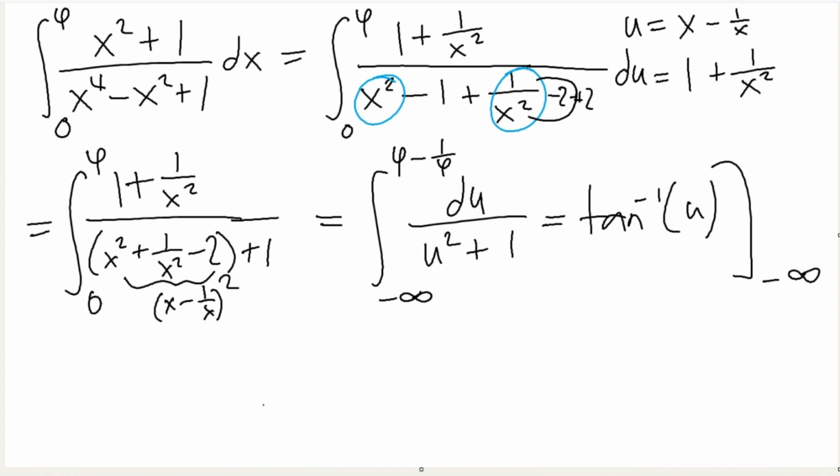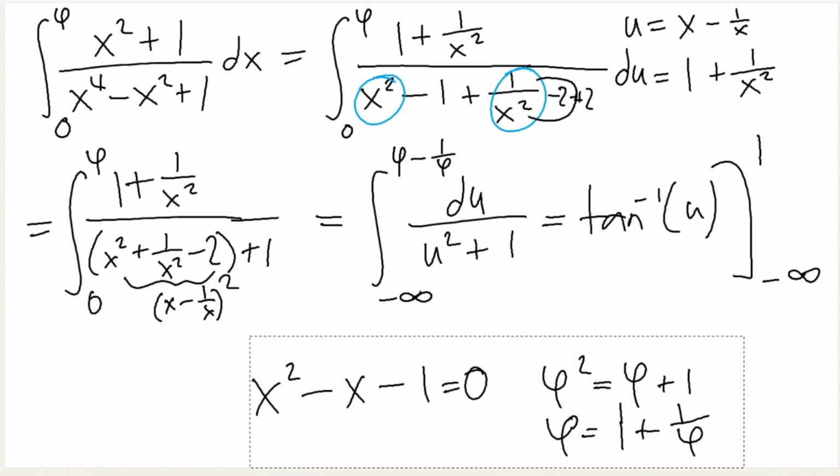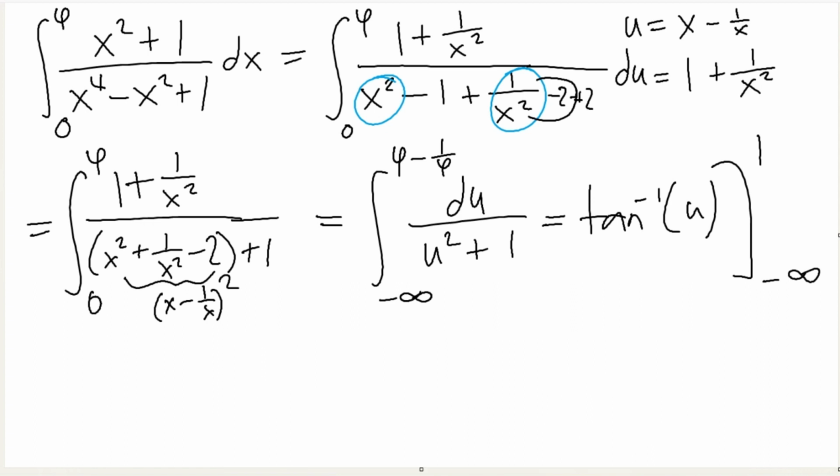I know you can simplify this. If I remember, phi minus 1 over phi: phi is equal to 1 plus 1 over phi. So this whole thing is equal to 1. Awesome. I forgot what this equals, so I needed to do this. So this is equal to 1.